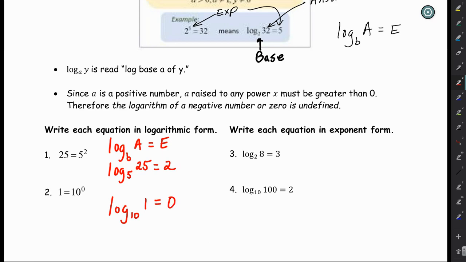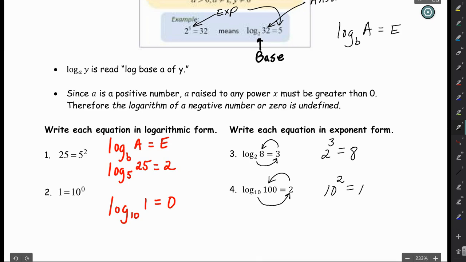For number 3, we're going to convert from logarithmic form to exponential form. So what I like to do with these is use an arrow. 2 to the third equals 8. 10 to the second equals 100. All right, so those are the basics of converting from logarithmic to exponential and vice versa.